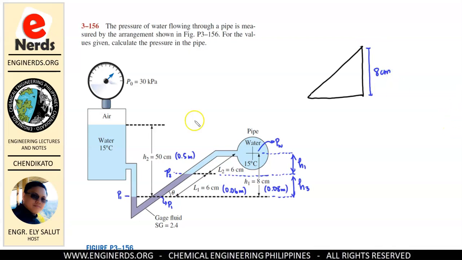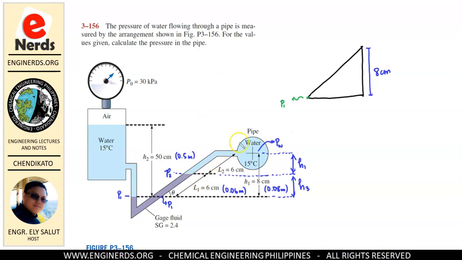Now, for our inclined manometer, which will be the hypotenuse of our triangle, let us identify our point. This point, which is the bottom of H1, this is P1, right? So this will be our P1.